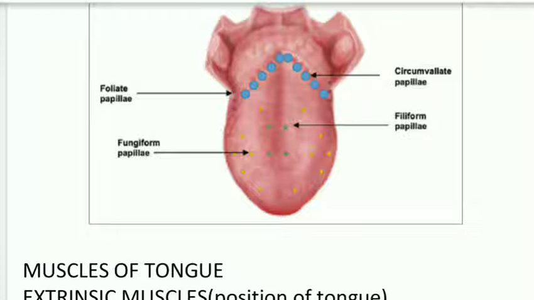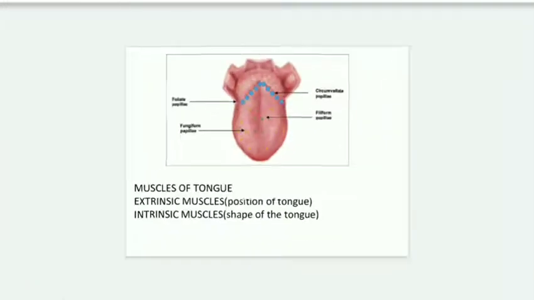Next, fungiform papillae. They are numerous at the tip of the tongue and are distinguished by their bright color. The filiform papillae have a velvety appearance. Each papilla is pointed and covered with keratin. Next, foliate papillae, which are in front of or beside the circumvallate papillae, and are leaf shaped.